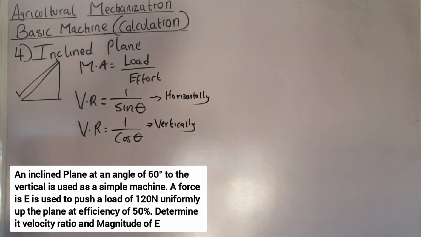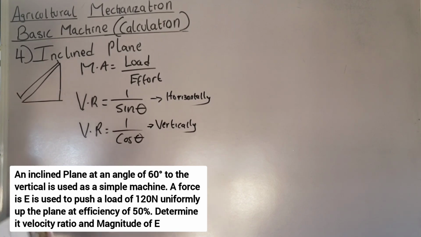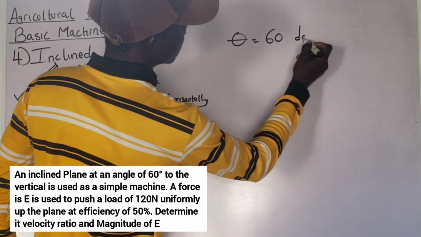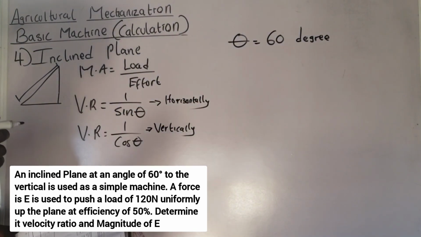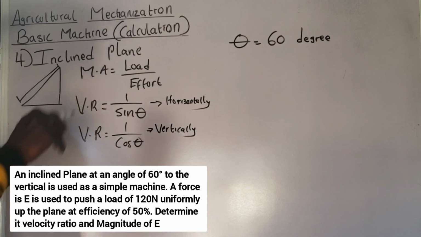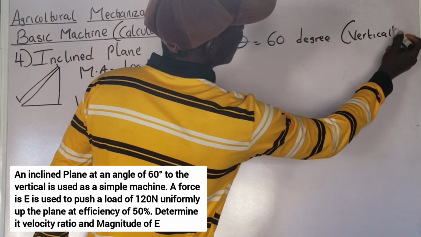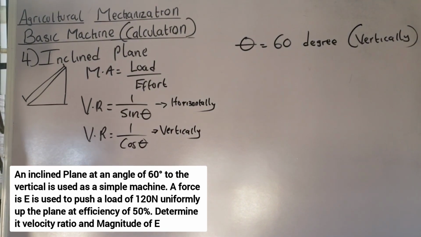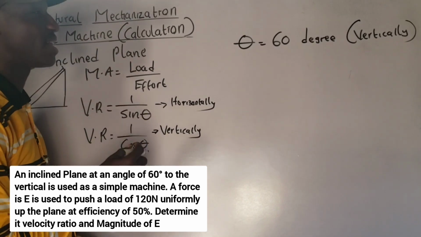Okay, so let's start by writing out the information that you are given in the question. We are given that the inclined plane is inclined at an angle of 60 degrees. Angle, let's call it theta, equals 60 degrees. It is inclined at an angle of 60 degrees to the vertical. So you can see that the inclined plane can be inclined vertically, or it can be inclined horizontally. This question says it is inclined vertically.